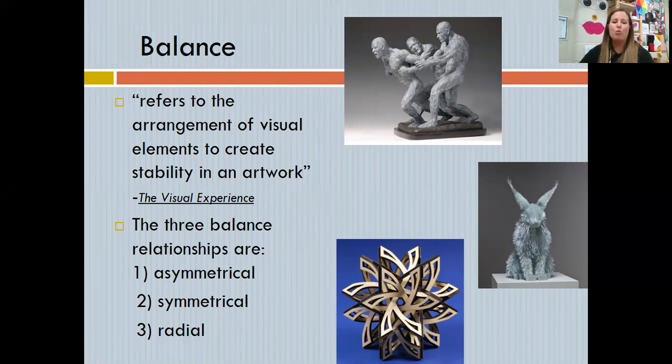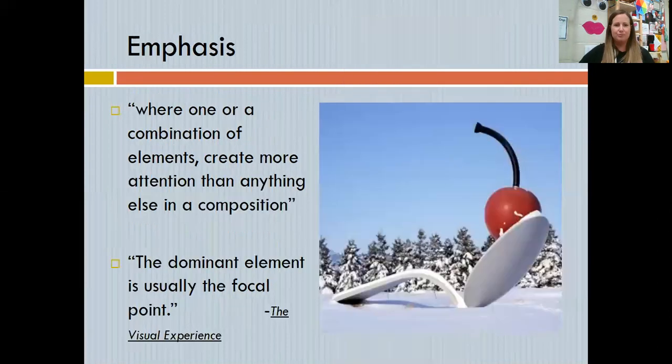Our third one is radial. Radial balance is a type of balance where anywhere I would cut it through that center axis point, it's going to be balanced. I could cut it diagonally, horizontally, and vertically, and it's going to be equally balanced from that center axis point. Radial and symmetrical do get confused a lot. Make sure that radial is some type of circular design, all angled towards that central axis point.